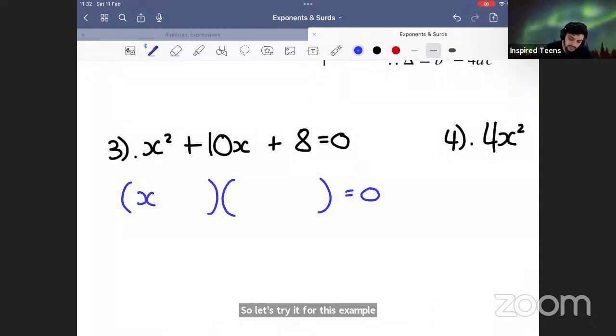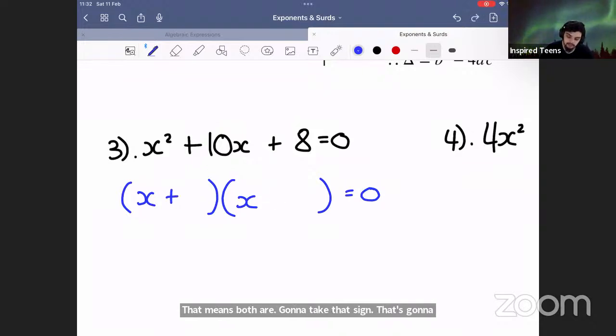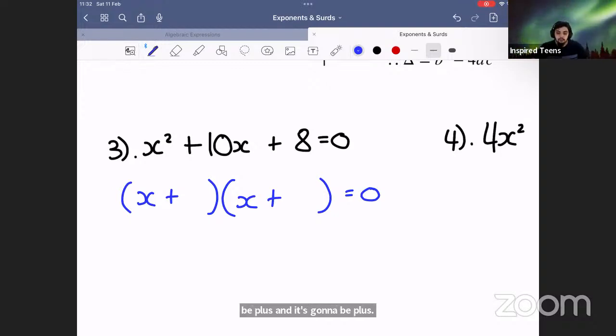So my first factors are x and x. My second sign is a positive. That means both are going to take that sign. So it's going to be plus and it's going to be plus. Okay, this unfortunately doesn't actually take it. So both are going to be plus.